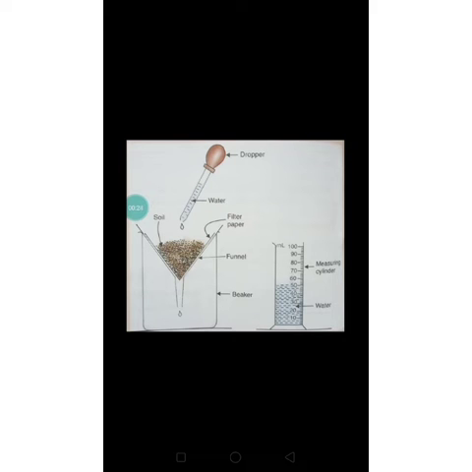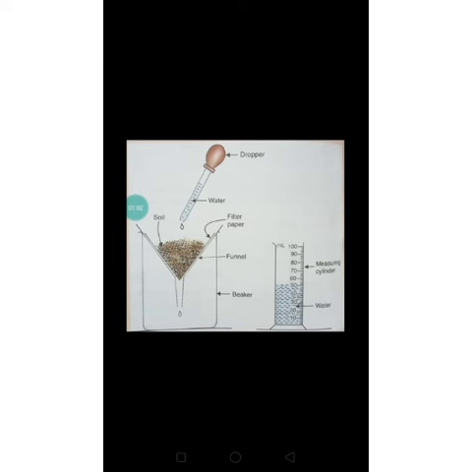Filter paper is folded and fitted in the funnel, and the funnel is kept on the beaker as shown in the figure. Some soil sample is taken in the filter paper which is fitted in the funnel. Then some water should be taken in the measuring cylinder. With the help of the dropper, we need to add water dropwise in the soil sample.